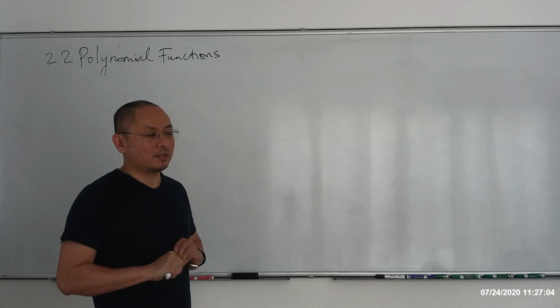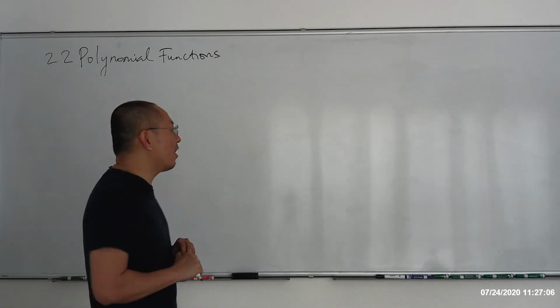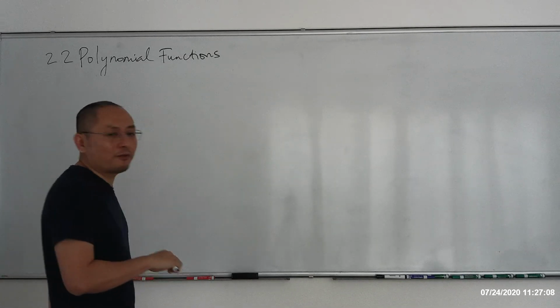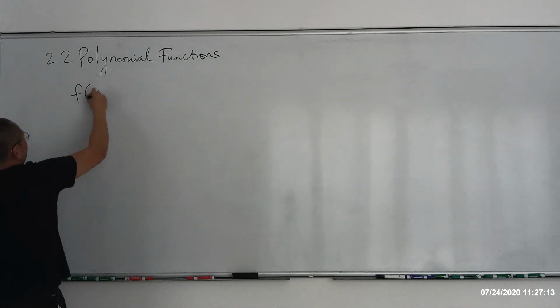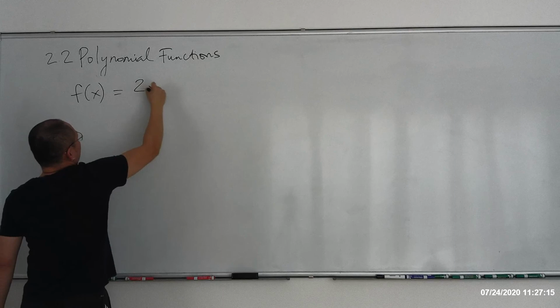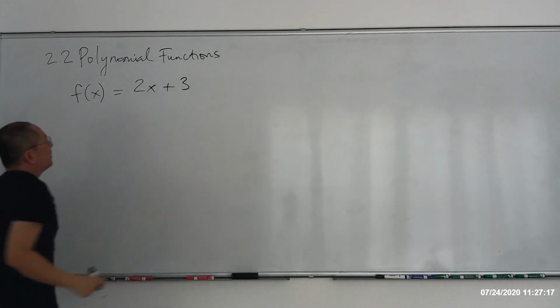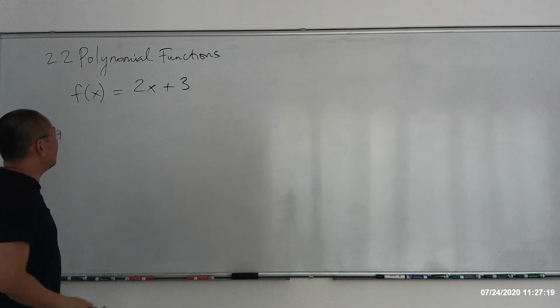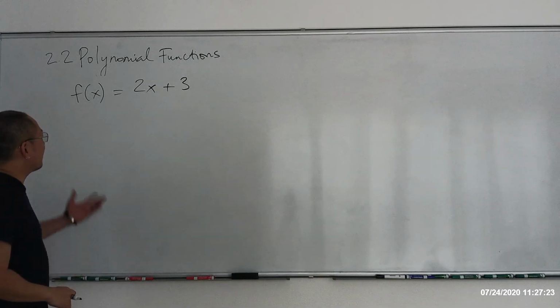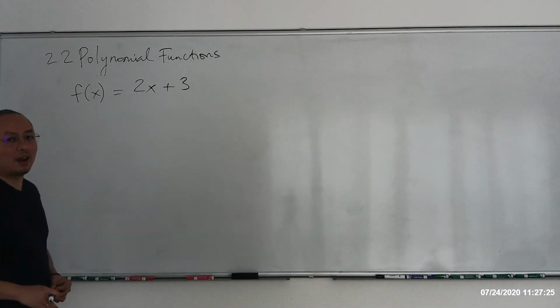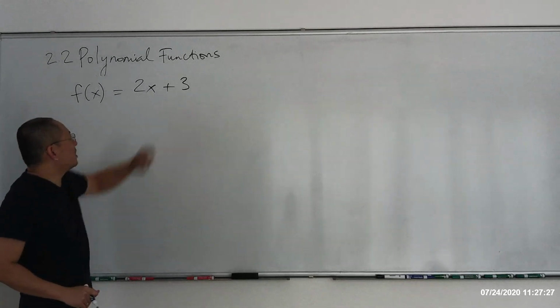We just haven't called them polynomial functions yet. So for example, say you have this f of x equal to, say, 2x plus 3. Very familiar, right? This we usually call the linear function. Graphically, if you graph this, you're going to have a line, right? Slope is 2, y-intercept is 3.